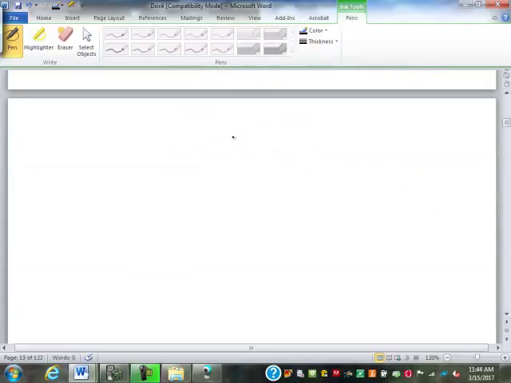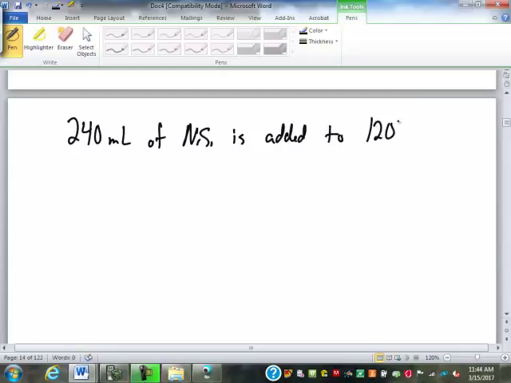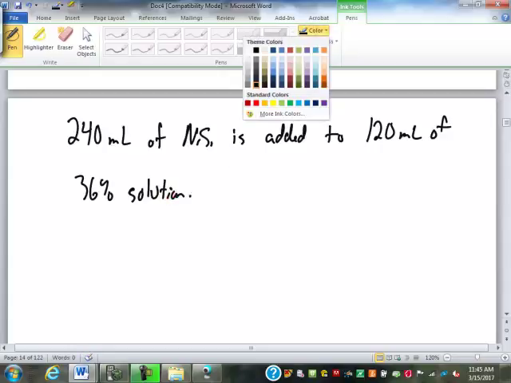We had problems using that formula where 240 milliliters of saline is added to 120 milliliters of 36% concentrate or solution. Again, find the new concentration.